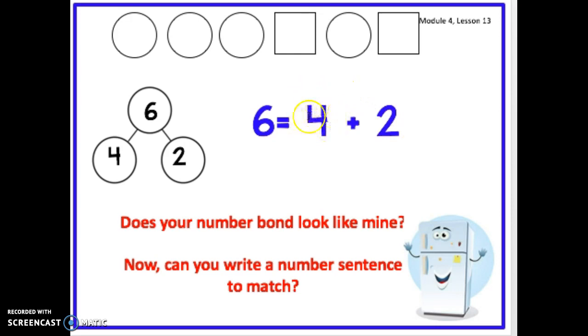Think about, what does the 4 represent? Yes, it's one of our parts. It's our 4 circles. What does the 2 represent? You got it. It's our 2 squares.